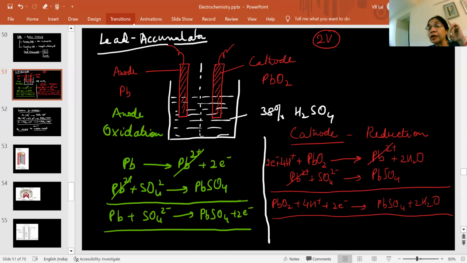Why do we call it a secondary cell? Because it can be charged and discharged. Once it gets discharged, you connect it to an external source of current, and it will get charged again. Then again it will get discharged, and you connect it to the external source. So it is charging and recharging. It is not that once it is used, it is useless. It can be used continuously, charging and discharging. They are called secondary cells.